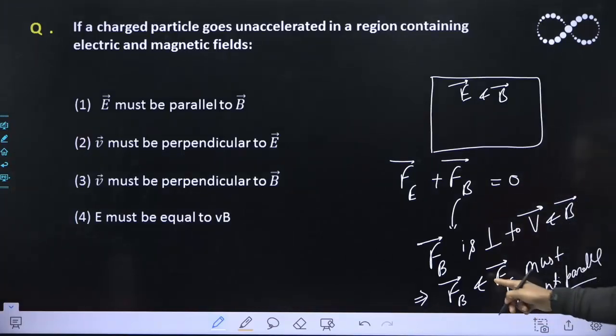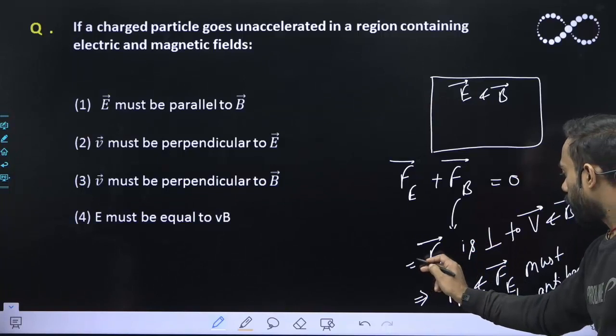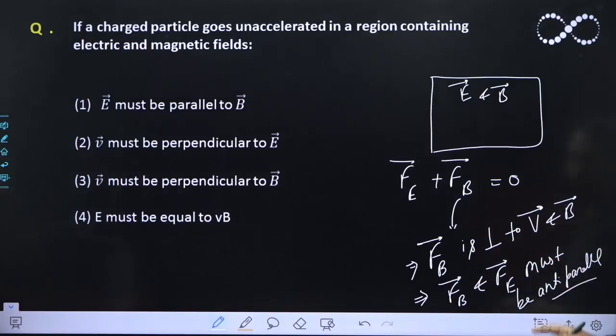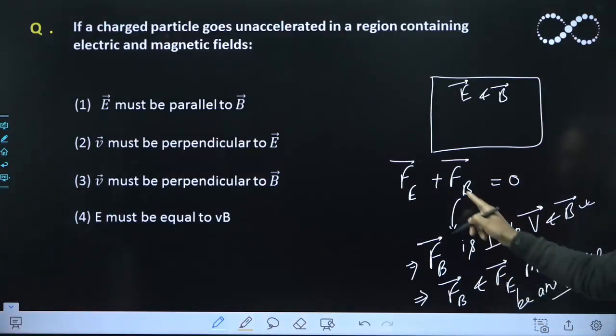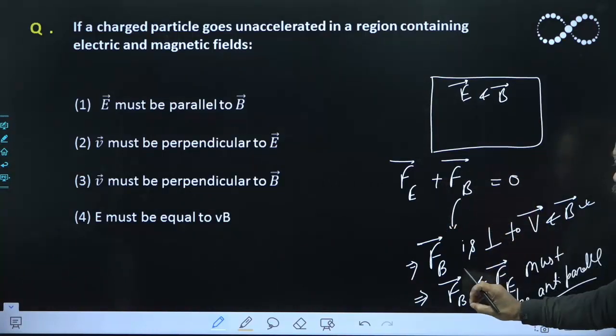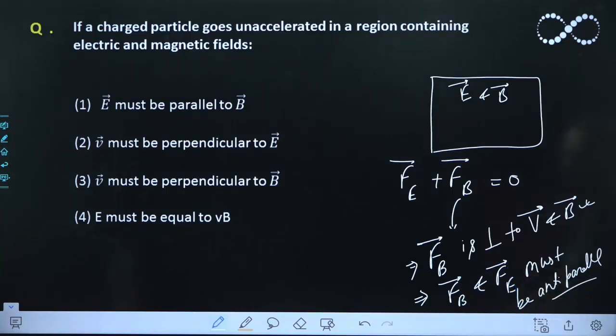Why is this happening? This you know already, this is from the concept classes. The force due to magnetic field is always perpendicular to velocity and magnetic field. And since the total resultant has to be zero, this implies these two vectors must be anti-parallel to each other.